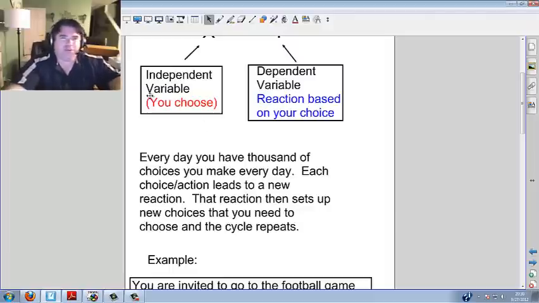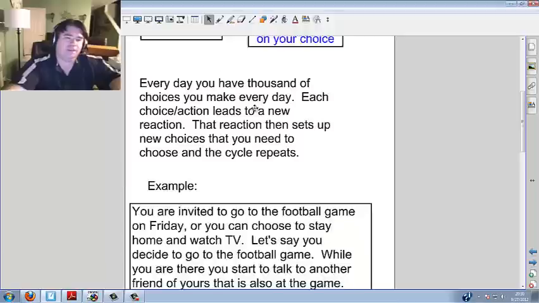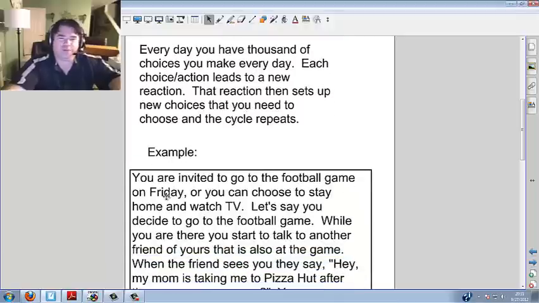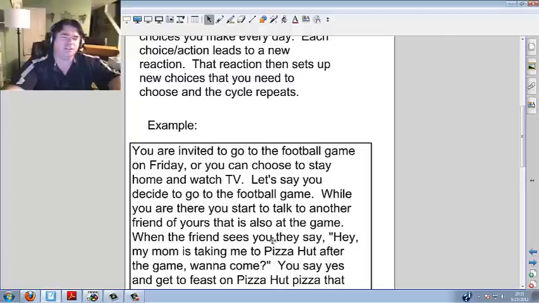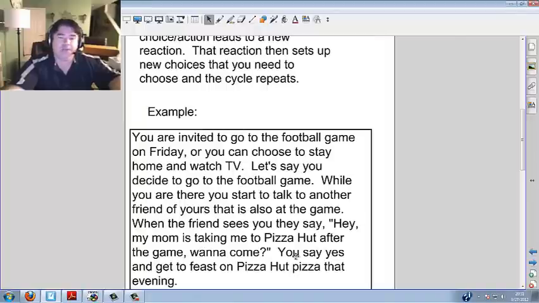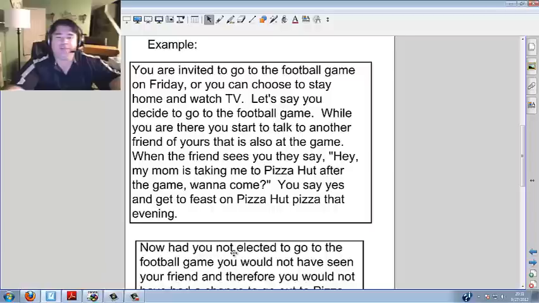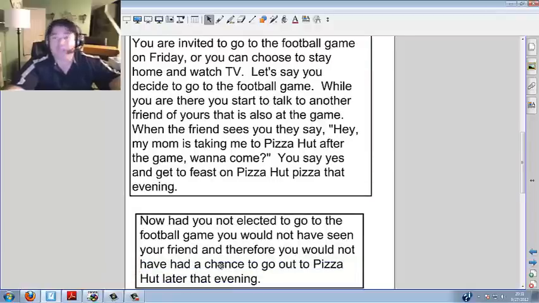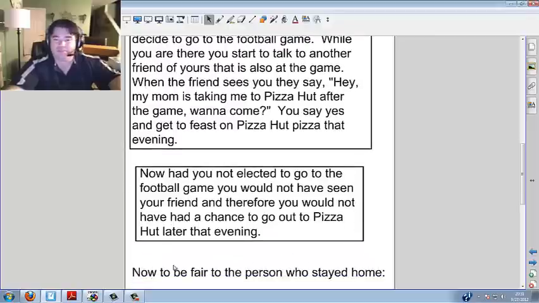Now let's go back to my example here about independent and dependent variables. Suppose you're invited to go to a football game on Friday, or you can choose to stay home and watch TV. Well, let's say that you decide to go to the football game, and while you're there, you start to talk to another friend of yours who also is at the game. When the friend sees you, they'll say, well, hey, my mom's taking me to Pizza Hut after the game. You want to come? You say yes, and you get to feast on Pizza Hut pizza that evening. Now, had you not elected to go to the football game, you would not have seen your friend, and therefore you would not have had the chance to go out to Pizza Hut that evening with them.